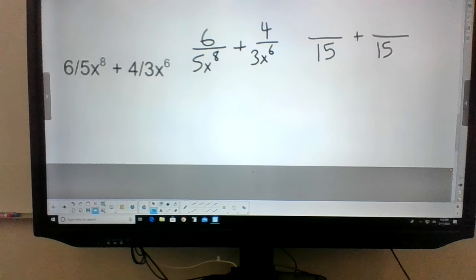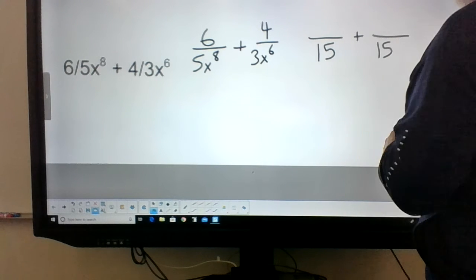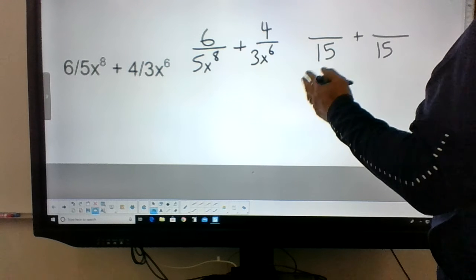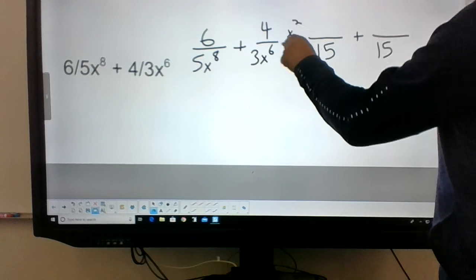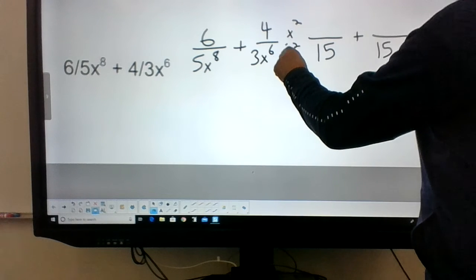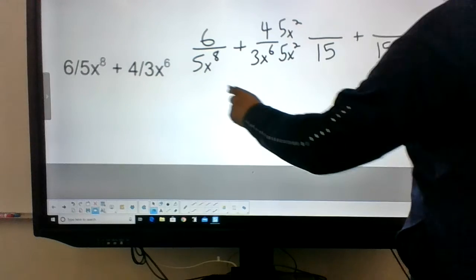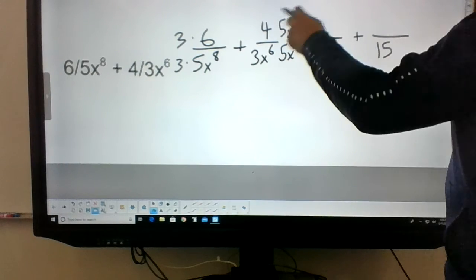I could multiply x to the 8th and x to the 6th and get x to the 14th. That's acceptable. It's fine. It'll work. But watch this. I have x to the 8th, I have x to the 6th. If I just multiply on this right side by x squared, I'll get x to the 8th. So here, I really want to multiply by 5x squared. Over here, I just want to multiply by 3. Okay, so let's look at what happens.